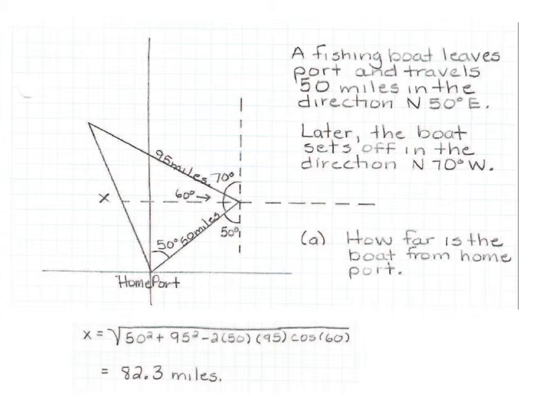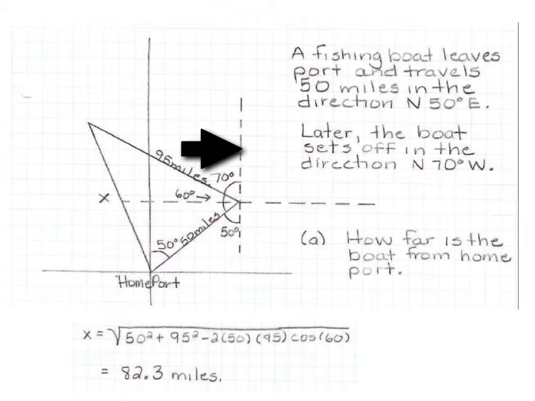So I redrew my picture using graph paper and a straight edge so that I can see the angles a whole lot better. I can see that this side is 50 miles, the other side is 95 miles, and from the vertical line here, this has to be 70 degrees and 50 degrees, and it has to add up to 180, so the angle between must be 60 degrees.